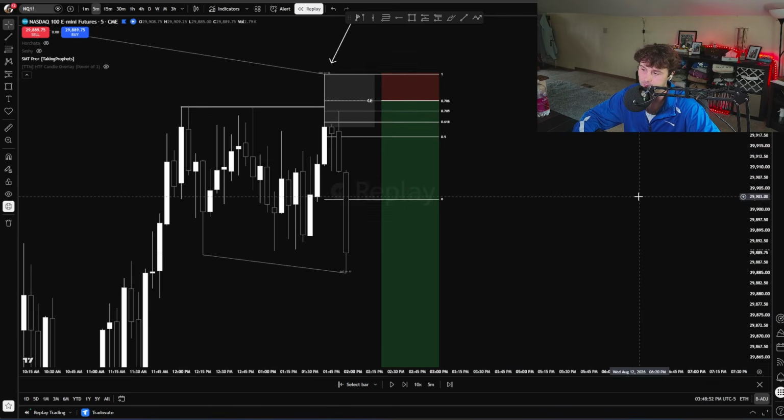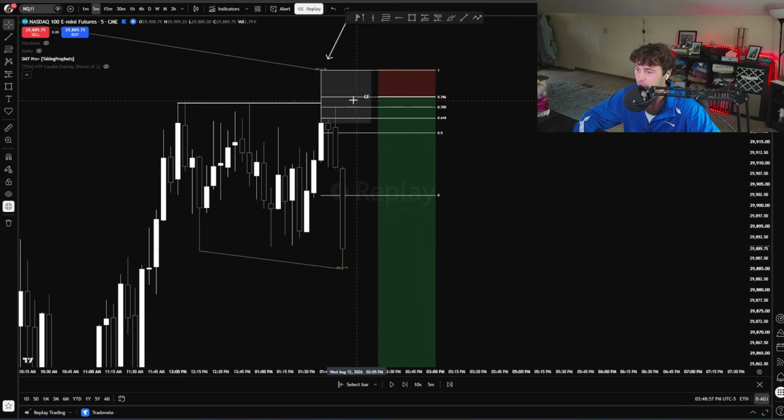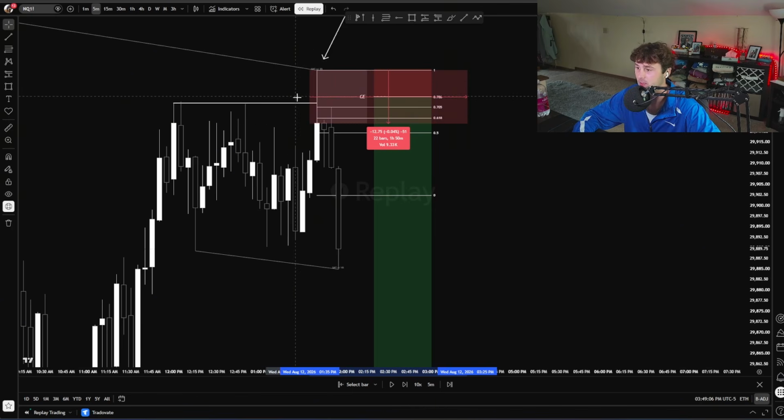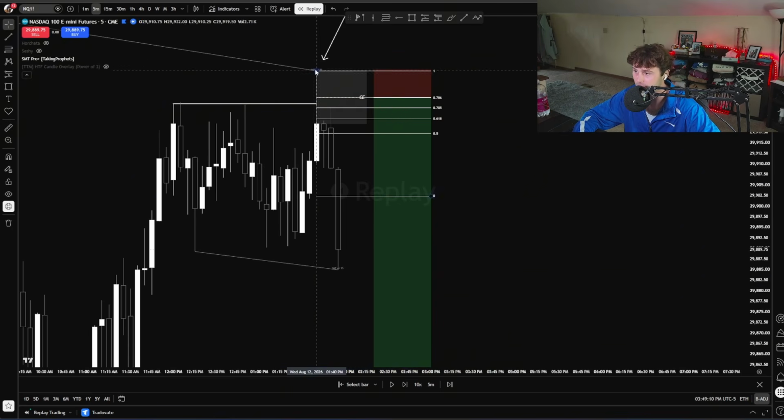Now why? Because we're entering at the most sensitive part of the rejection block, which again is the CE, and it's aligned with the 786, and then our stop loss is all the way at the high, because as we know, the entire rejection block is sensitive, but the most sensitive point is the CE. So we're entering at the most sensitive point, and then our invalidation is the wick high. This is a very good way to do it. Now, I don't do this very often unless it's a very high time frame rejection block, like a 1 hour, 4 hour, daily. Then I will often limit the CE of those, okay?